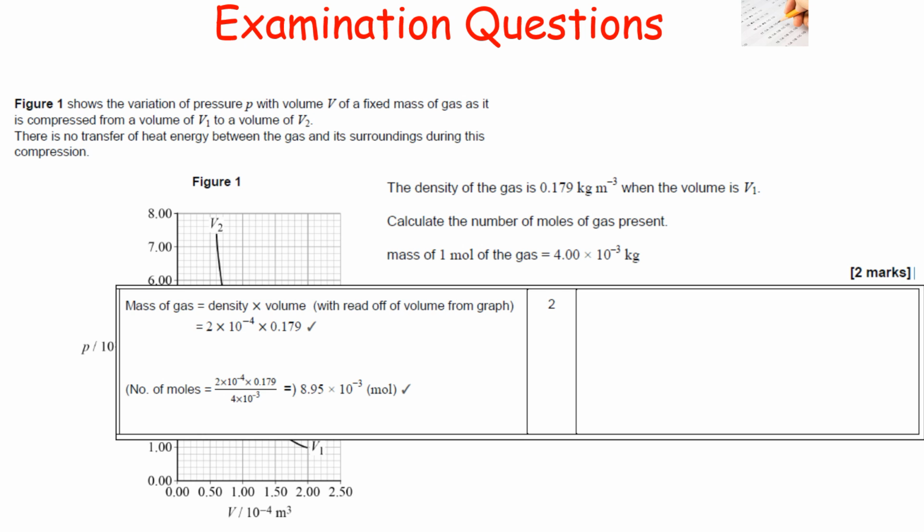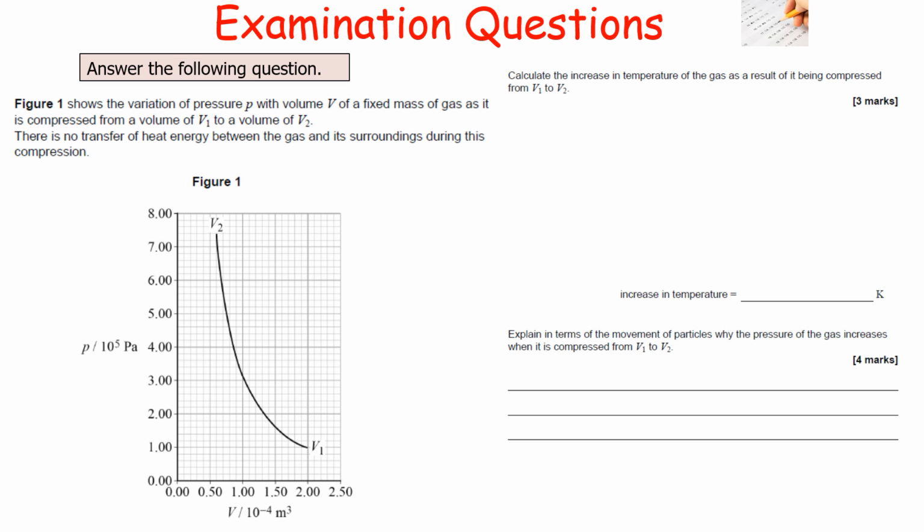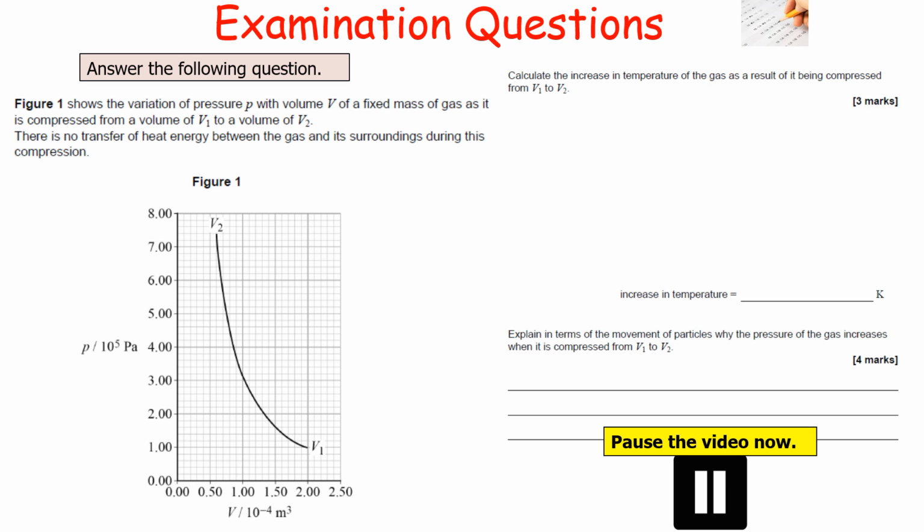Therefore we get 8.95 times 10 to the minus 3 moles. The next question says, calculate the increase in temperature of the gas as a result of it being compressed from V1 to V2. Then explain in terms of movement of particles why the pressure of the gas increases when it's compressed from V1 to V2. So pause the video now, then unpause the video when you want to go through your answers.